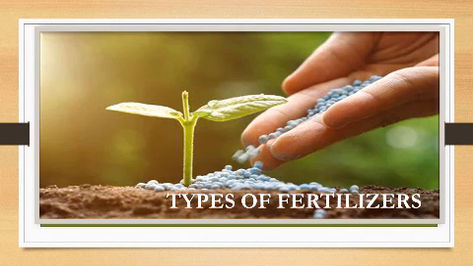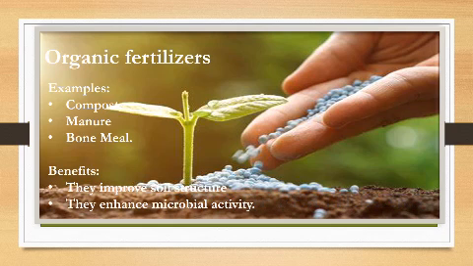Types of fertilizers. Organic fertilizers include compost, manure, and bone meal. This seeks to imply that organic fertilizers are gotten from natural sources. So you can get your organic fertilizers from plants, you can get it from animals, or any other natural source you can come up with.